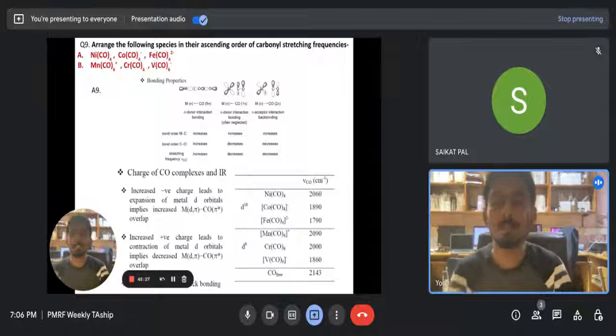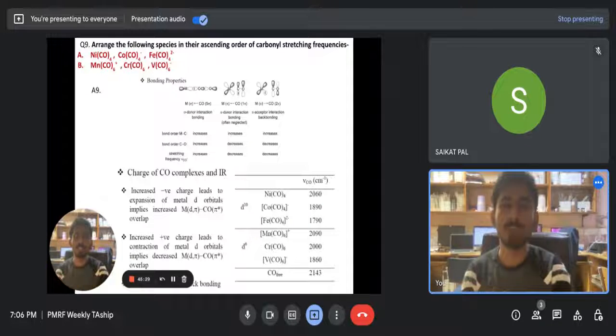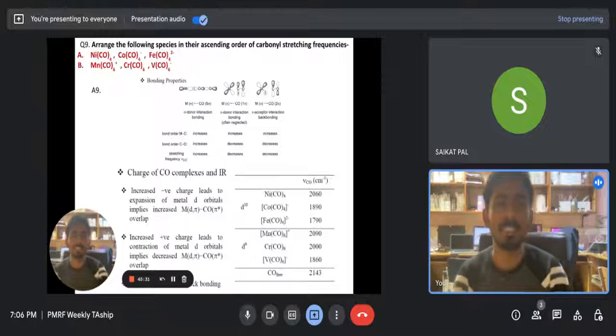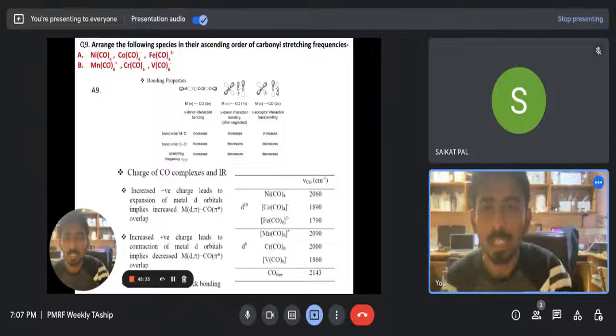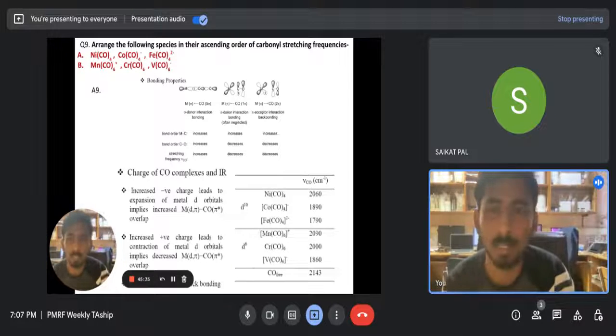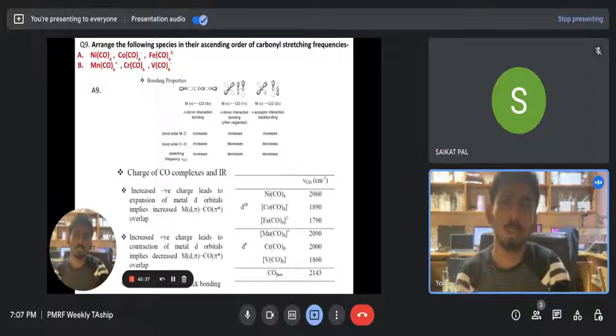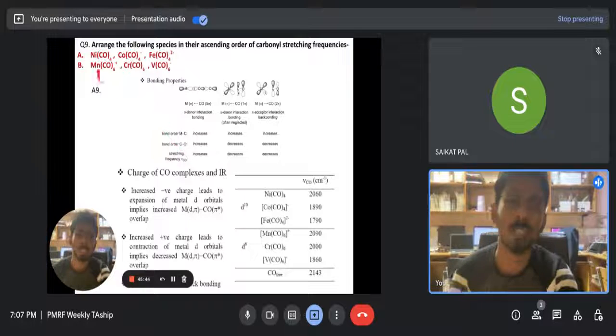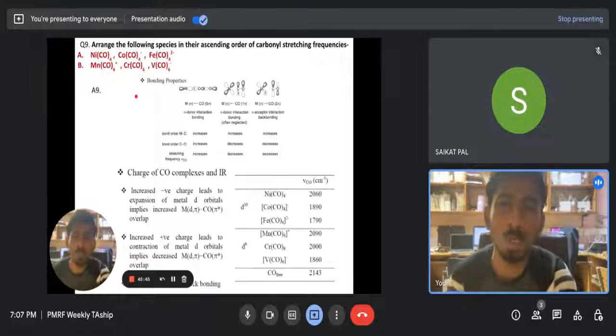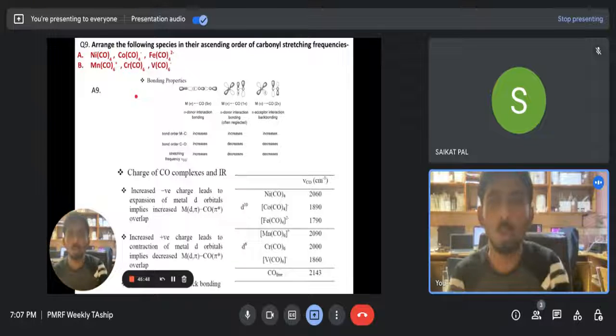Here in this example, I have asked to arrange the following species in ascending order of their carbonyl stretching frequencies. In the first example, the compounds given are Ni(CO)4, [Co(CO)4]−, and [Fe(CO)4]2−. In the second example, the compounds given are [Mn(CO)6]+, Cr(CO)6, and [V(CO)6]−.